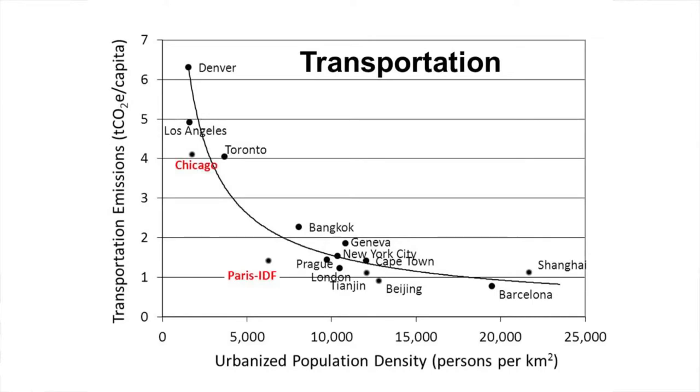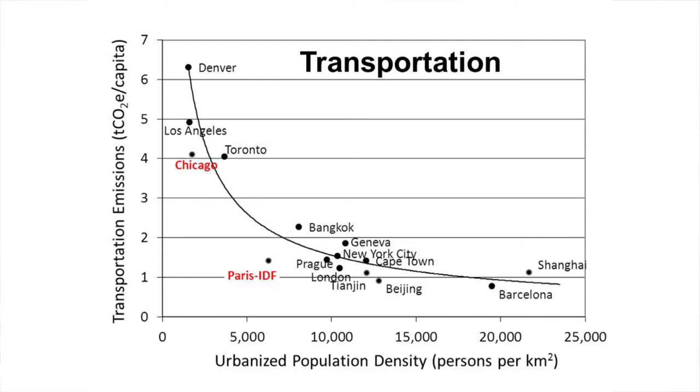Chicago fell pretty much where we expected in terms of transportation emissions. Paris-Île de France was a bit of a surprise in terms of its transportation emissions. I know we're in Calcutta just now. I'm now diverting into Paris, and then going to come back to Calcutta. Okay? But Paris was a surprise because the city of Paris is very, very dense. It's off the chart. It's higher than Barcelona and Shanghai.